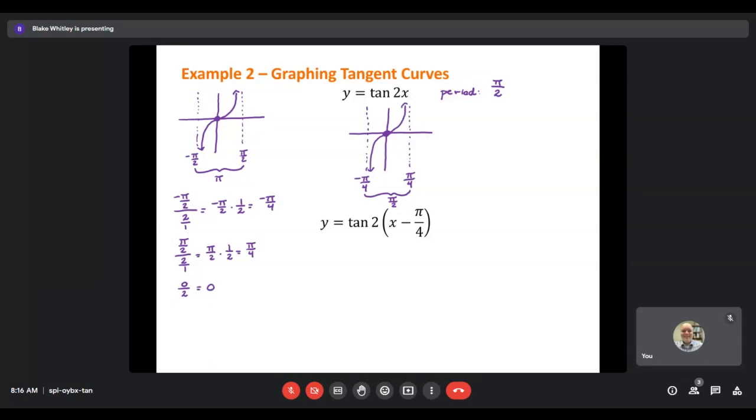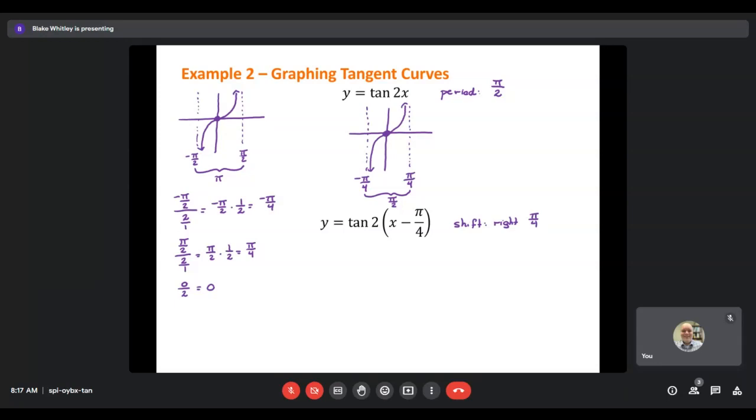All right, now the next one is going to be very similar in terms of period, right? Because we still have the same k value of 2, so we don't really need to find the period. It should be pi over 2, just like the previous one. But this time we have a shift because of the minus inside. So remember, this is going to shift, and the minus goes to the right, pi over 4. Okay, so these shifts are going to be exactly like our sine and cosine. Subtraction moves it to the right, addition is going to move it to the left.